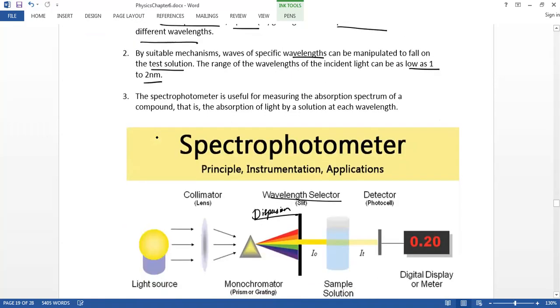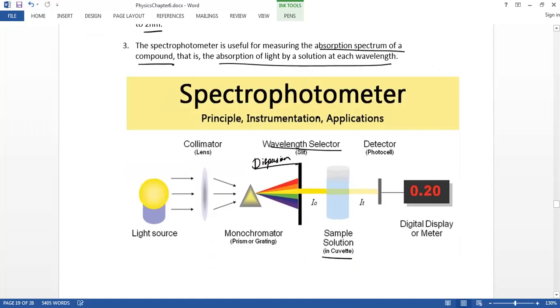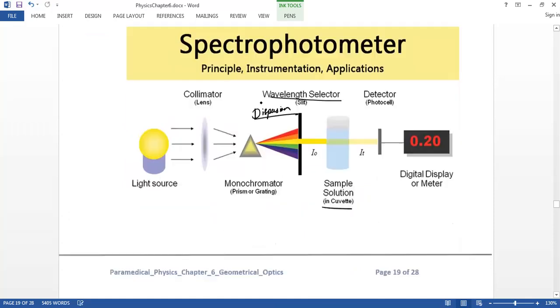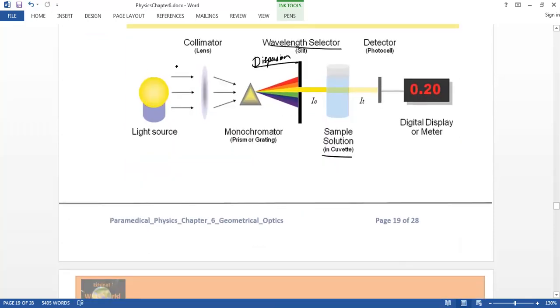Third, the spectrophotometer is used for measuring the absorbance spectrum of a compound, that is, the absorption of light by a solution at each wavelength. It is useful for measuring the absorption spectrum. This is the setup, and these are the main components.